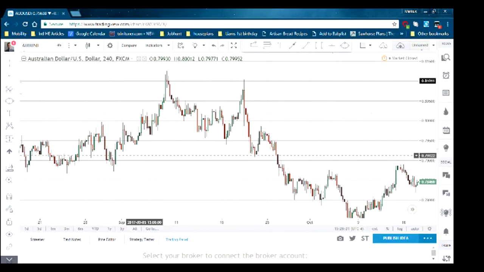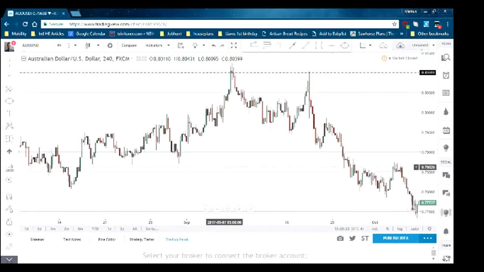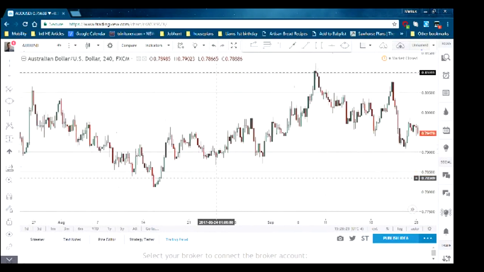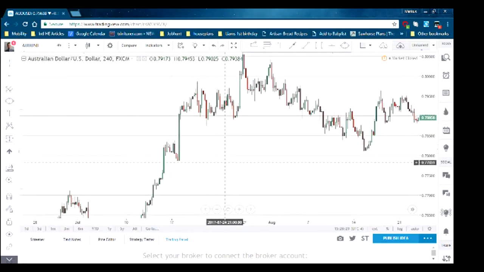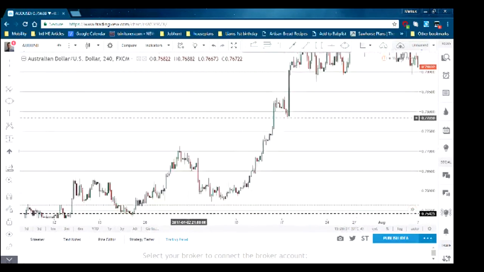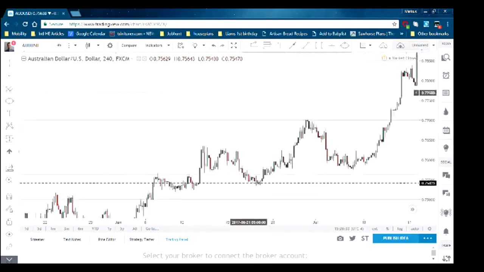Okay. Let's see. Any other questions while I look for another potential engulfing candlestick pattern here?